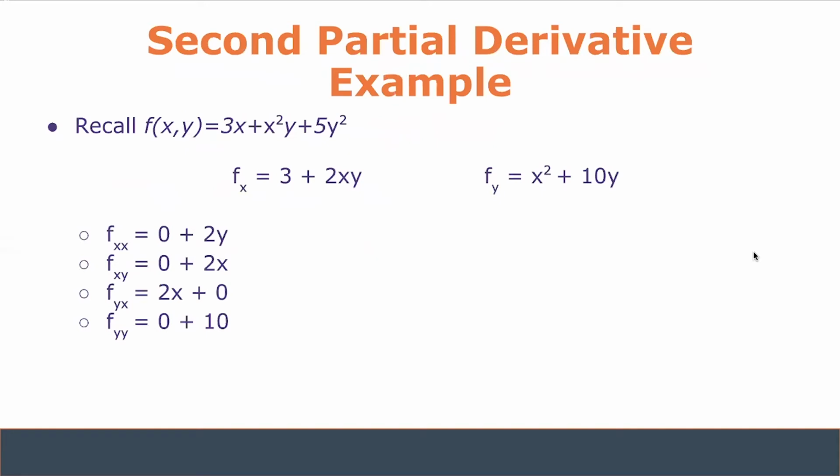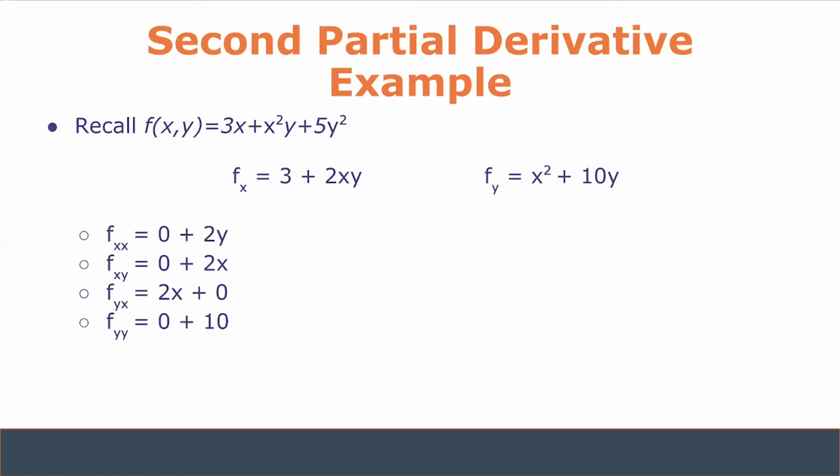Recall the function f of xy equals 3x plus x squared y plus 5y squared from earlier slides. The first partial derivatives are shown at the top of this slide, these being f sub x equals 3 plus 2xy and f sub y equals x squared plus 10y. Finding the second partial derivative just means taking the derivative once again, but this time of your first partial. So looking at f sub x, to find the second partial with respect to x, we first see 3 and understand that because it's a constant, its derivative is equal to 0. We then take 2xy and again apply the power rule, but because the power on x is 1, it cancels out, leaving us with 2y.